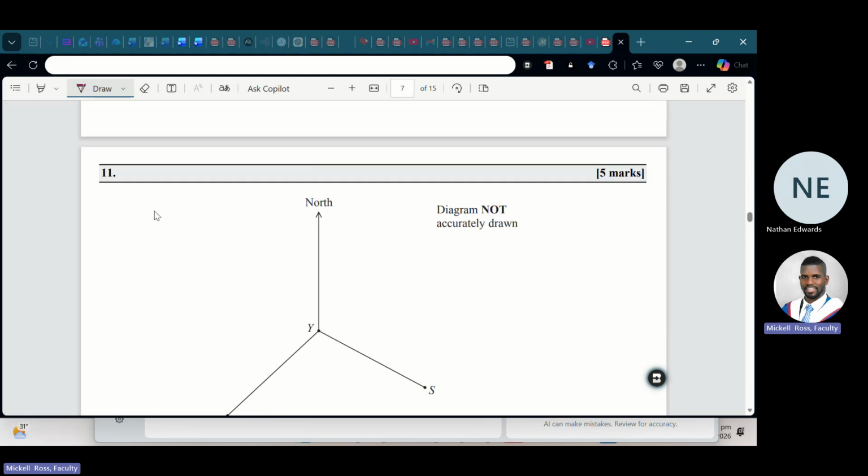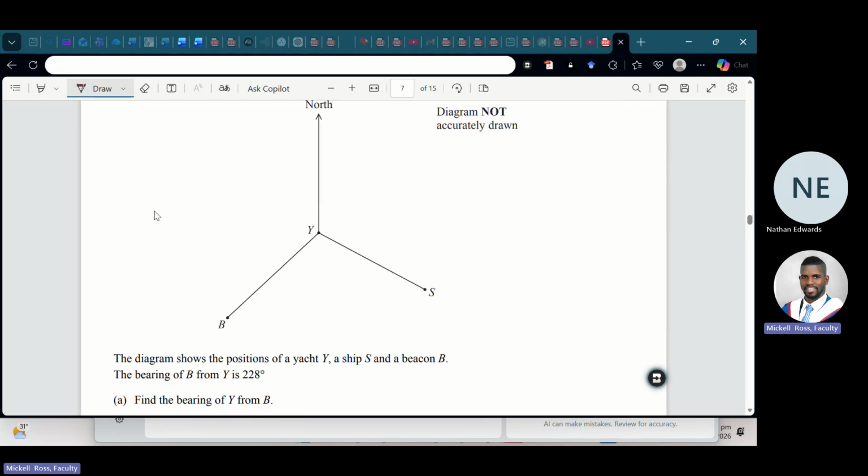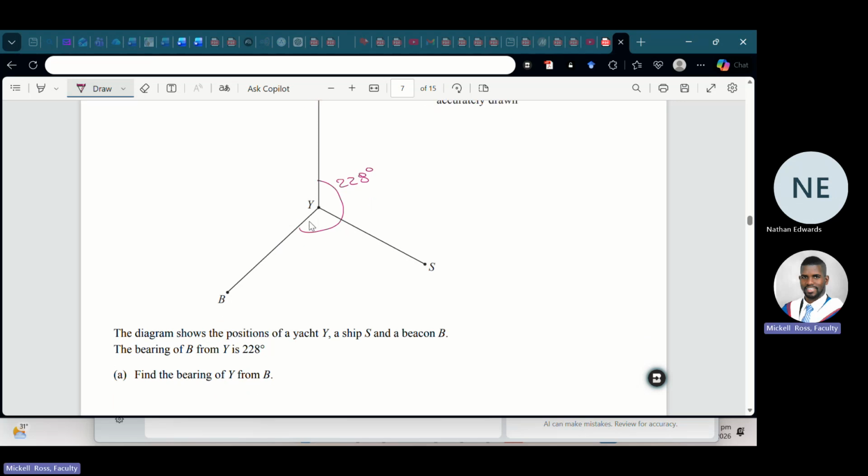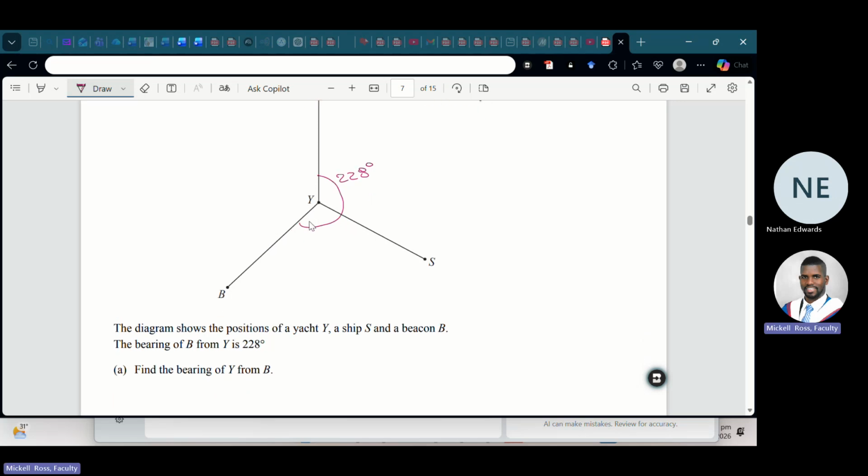All right. So here we are given that the diagram shows the position of a yacht Y, a ship S, and a beacon at B. The bearing of B from Y, so notice B from Y, all of this bearing is 228. Find the bearing of Y from B. So you want this bearing.